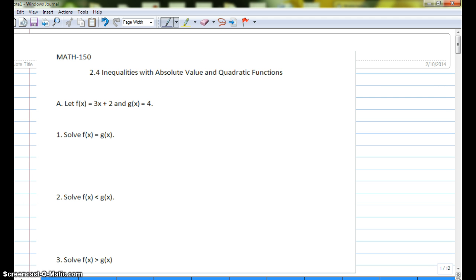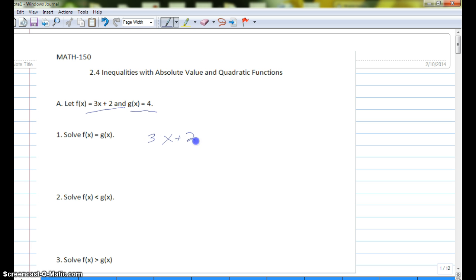inequalities. So here we have two lines. f of x is 3x plus 2. And then we have g of x equals 4, so that's just a horizontal line. So this first problem asks us to solve f of x equals g of x. So we're going to set those two equal to each other.